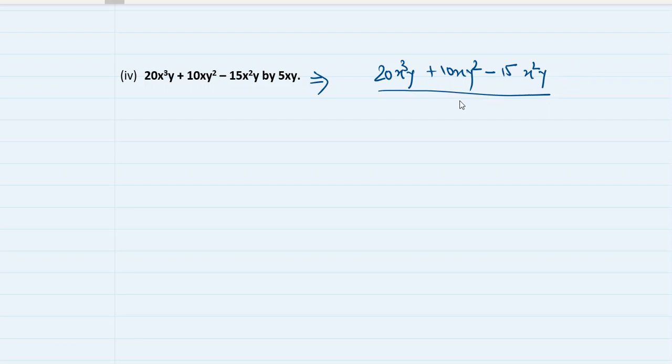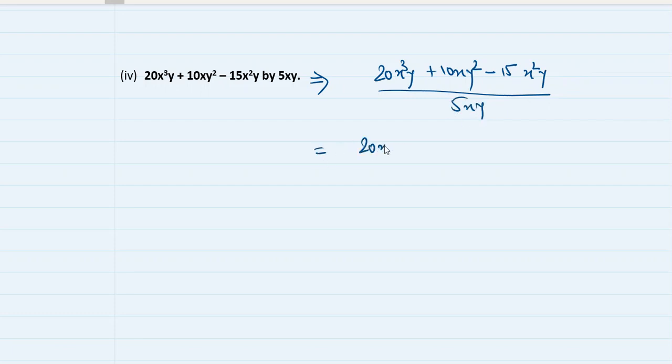Okay, next. We are doing it quickly over here. 20 x cube y plus 10 x y square minus 15 x square y, the whole upon 5xy.